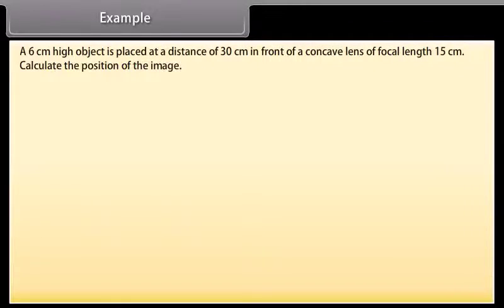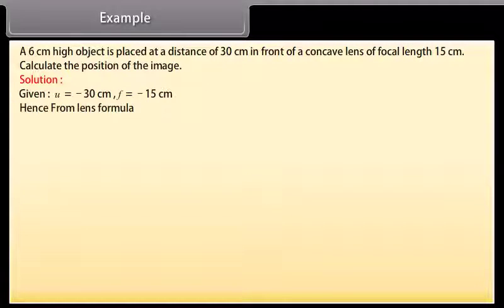Example. A 6 cm high object is placed at a distance of 30 cm in front of a concave lens of focal length 15 cm. Calculate the position of the image. Solution. Given u is equal to minus 30 centimeters, f is equal to minus 15 centimeters. Hence, from lens formula, 1 upon f is equal to 1 upon v minus 1 upon u.